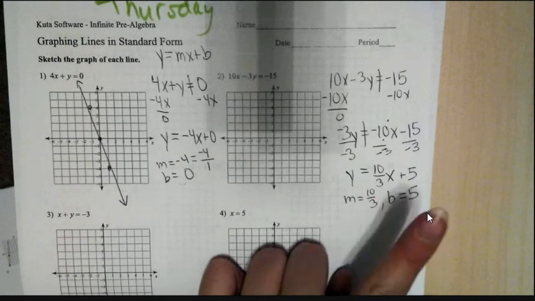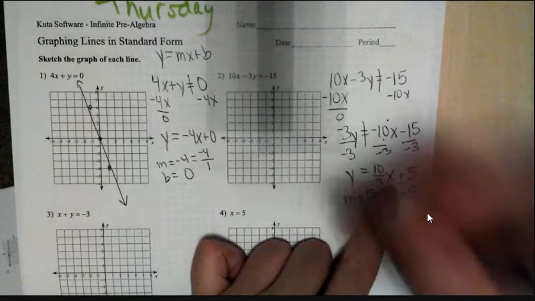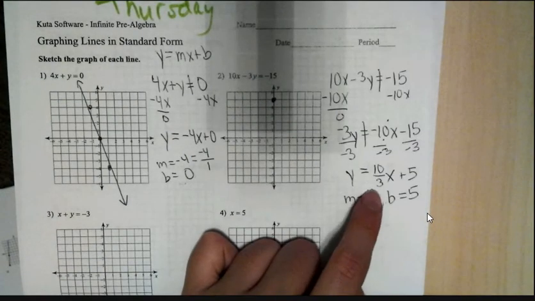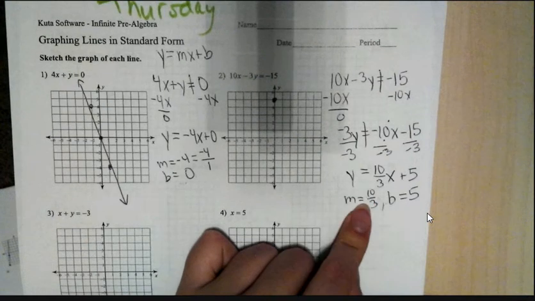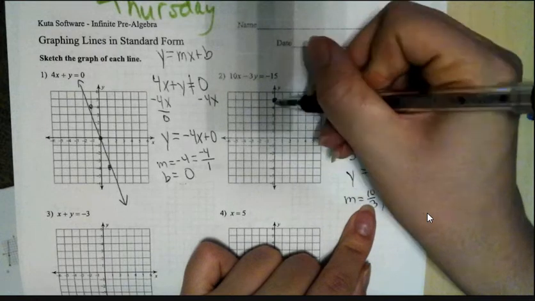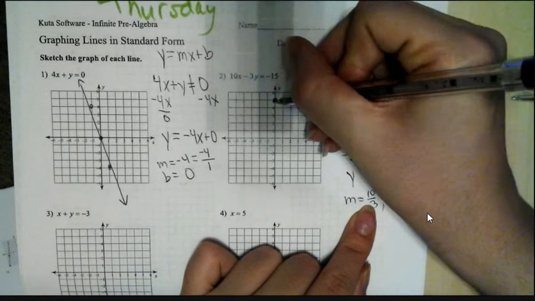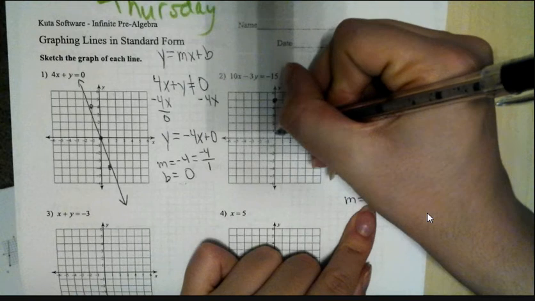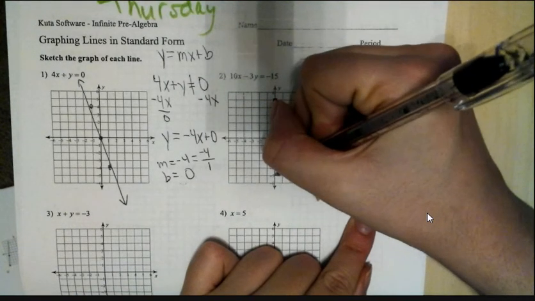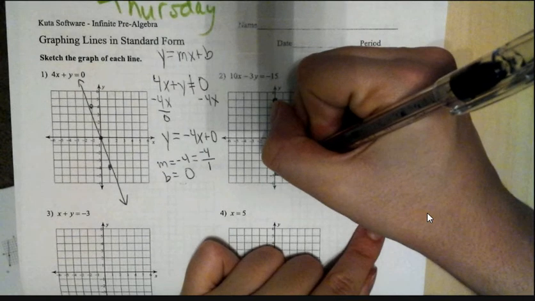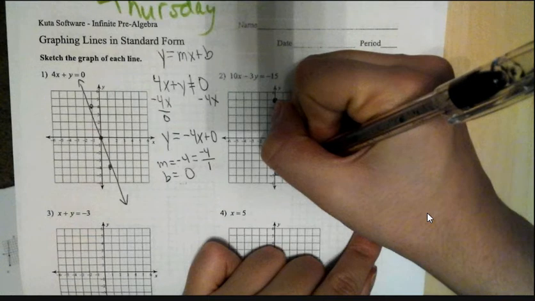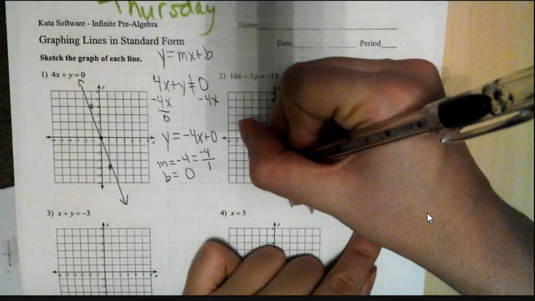I'm going to begin at 5. Then I look at my slope. I'm going to need to go up or down 10 and then over 3. I'm going to go down 10 because if I go up 10, I'm off the graph. 1, 2, 3, 4, 5, 6, 7, 8, 9, 10. And then I need to go over 3. I'm going to go to the left because my line needs to look positive. 1, 2, 3.